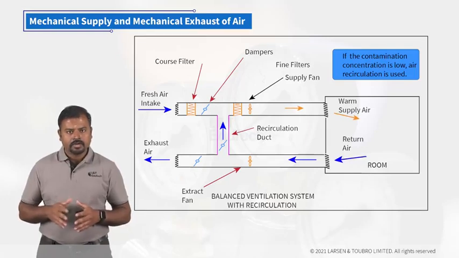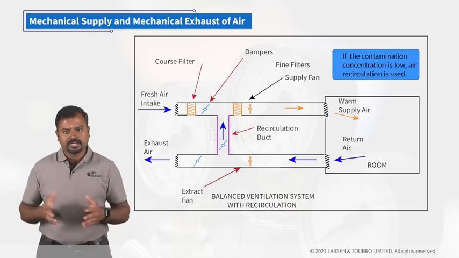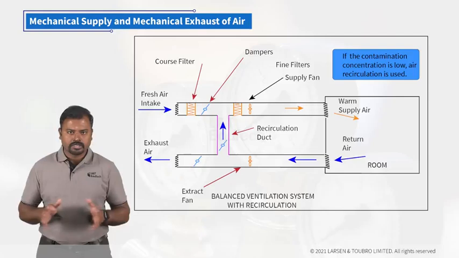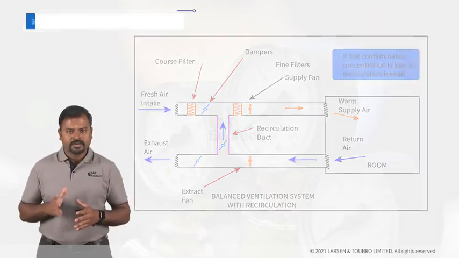Here, the indoor air is exhausted using a mechanical fan. If the exhaust air is relatively clean, some portion of exhaust air can be used as return air and supplied back to the space after mixing with the fresh air through a recirculation duct. If the air is highly contaminated, recirculation is not allowed and 100% exhaust air must be expelled to the atmosphere after the filtration process.